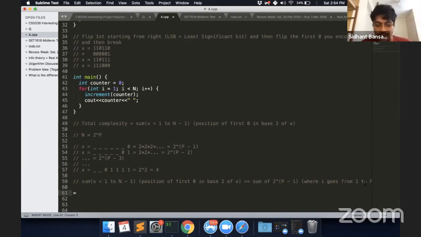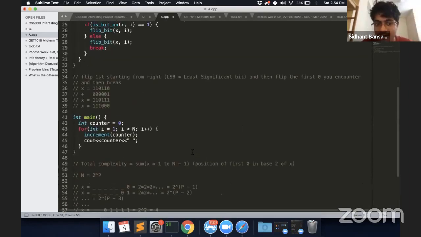So when you have 2 to the 0 plus 2 to the 1 plus up to 2 to the p minus 1, this will basically come out to be 2 to the p minus 1, which you can approximate by saying it's almost 2 to the p, which is n, right? We wrote here n is 2 to the p. We were assuming n is a power of 2. So we are done. So this is order n.